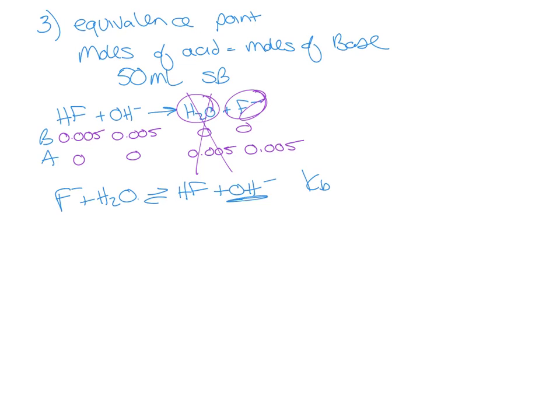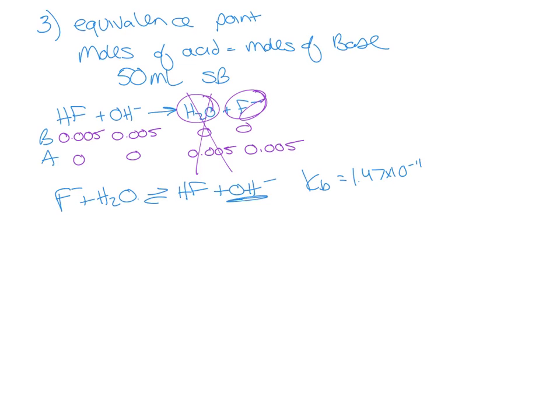So it's 1 times 10 to the negative 14th divided by my Ka, which is 6.8 times 10 to the negative 4th. Excuse me, there we go. And I get that my Kb is 1.47 times 10 to the negative 11th. And it's helpful to note here, the stronger the acid, the weaker the base, and this is a really, really weak base. And that makes sense because HF is a pretty decent acid. So this is my Kb expression.